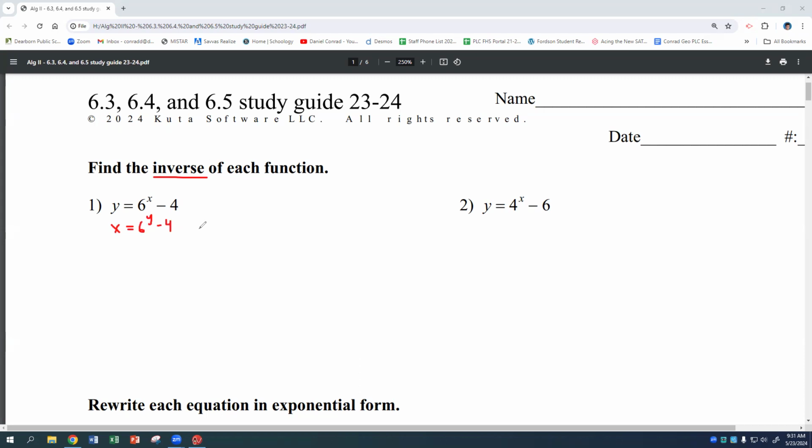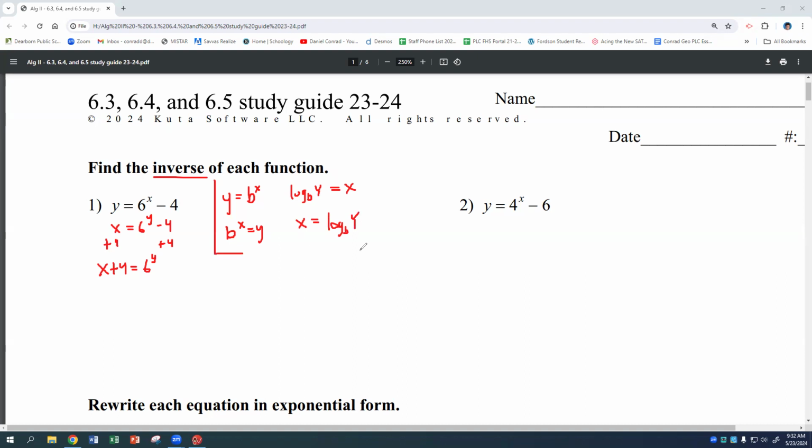Right, and then we're going to want to turn this into a log. So we're going to have to add 4 to both sides. So we're going to get x plus 4 equals 6 to the y. And then if we remember, if we have y equals b to the x, or you could have it backwards, b to the x equals y, then we're going to get log base b of y equals x. And again, you can write it the other way as well. You could say x equals log base b of y.